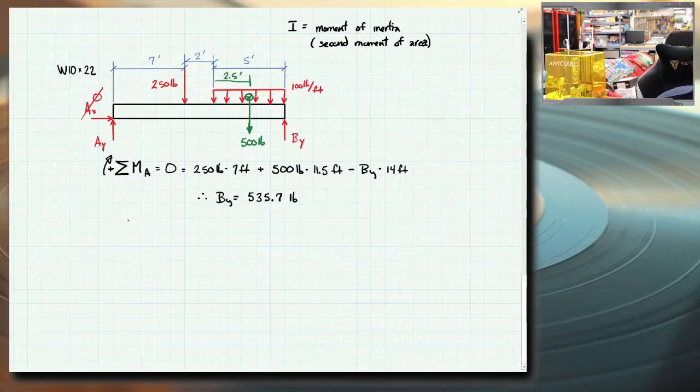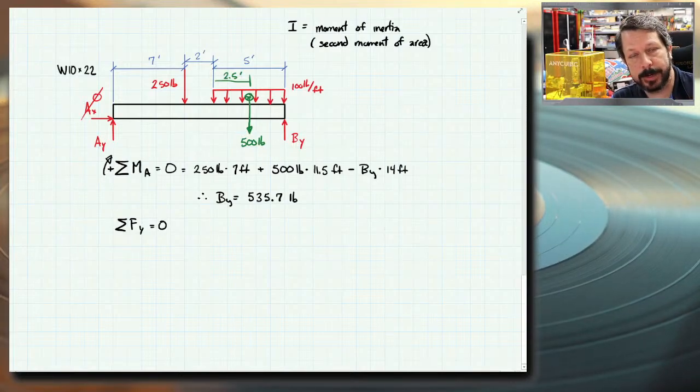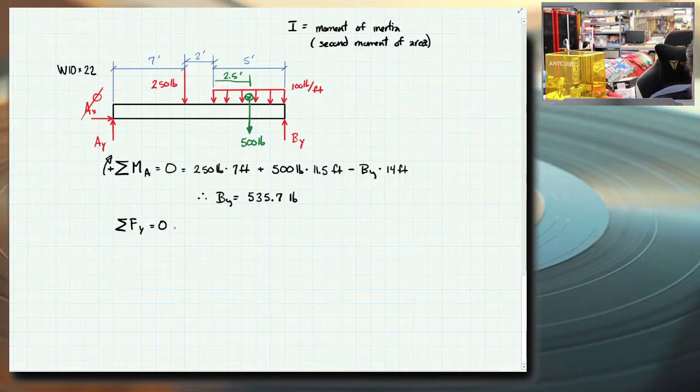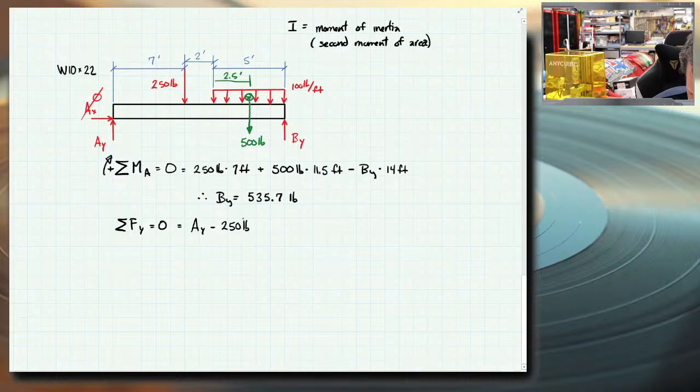I'm just going to do summation of forces now. But you could do moments about B, get a value for AY, then do forces in the y direction and see if it gives you 0 equals 0. So I've got AY minus 250 minus the total 500 plus BY equals 0. I just found a value for BY that I can plug in.